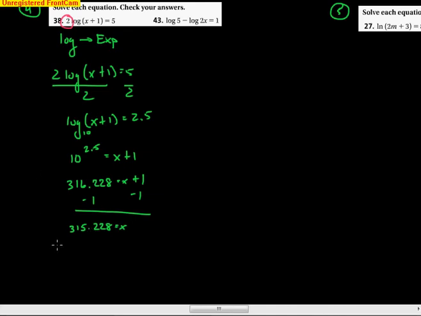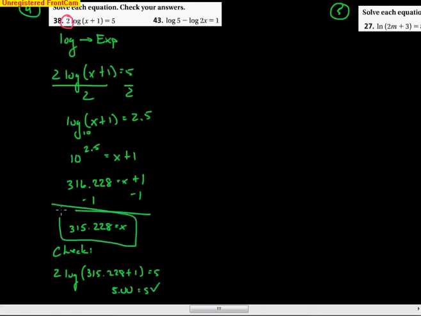And before I circle that, I need to check to make sure that comes out right. So to check, just plug this answer in for x. So 2 log of 315.228 plus 1, and that should equal 5. And let's see, just plug in our calculator. 2 log 315.228 plus 1, close parenthesis. I get 5.000, equals 5, and that's good. So that is the correct answer.